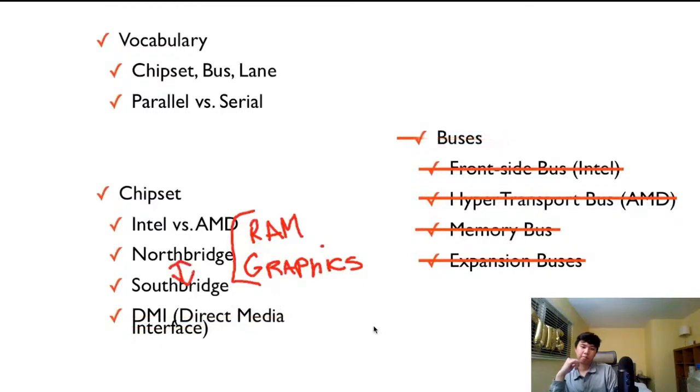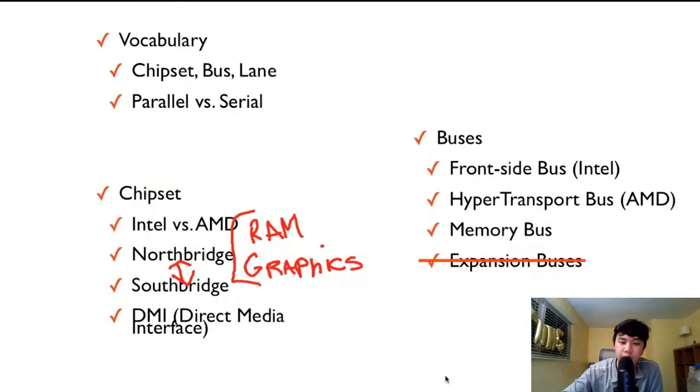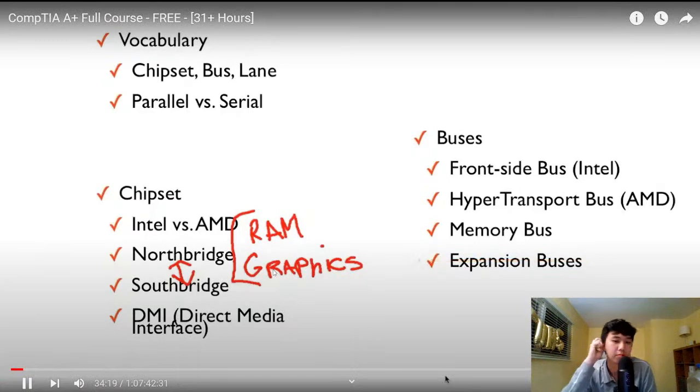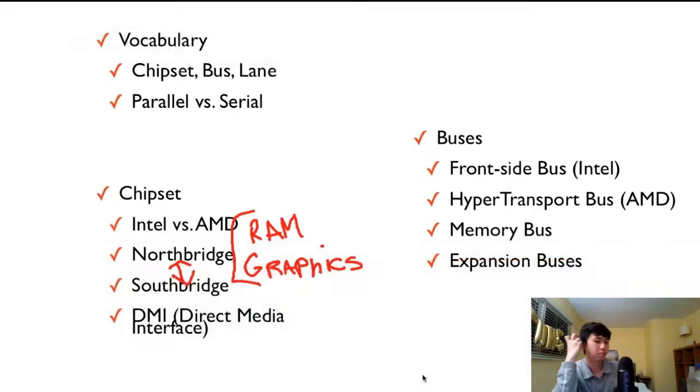We talked about buses: the front side bus, which is also called the HyperTransport bus on AMD, and a memory bus, which communicates with the memory. The front side bus and HyperTransport bus, like their names, handle CPU communication. And finally, expansion buses, which allow us to expand the capabilities of our motherboard and plug other things into it. So, with all that being said, let's move on to the next video and talk about our expansion buses and the different types of storage technologies we have.